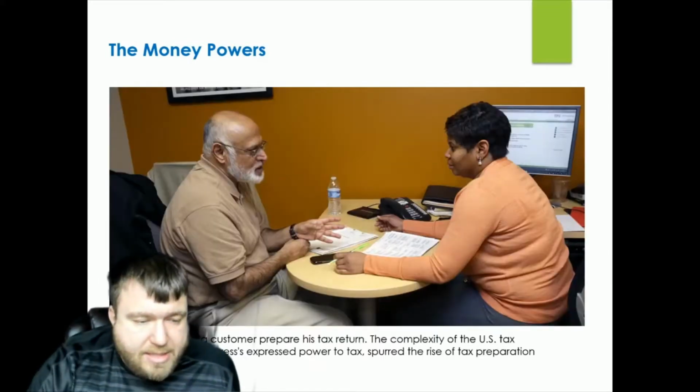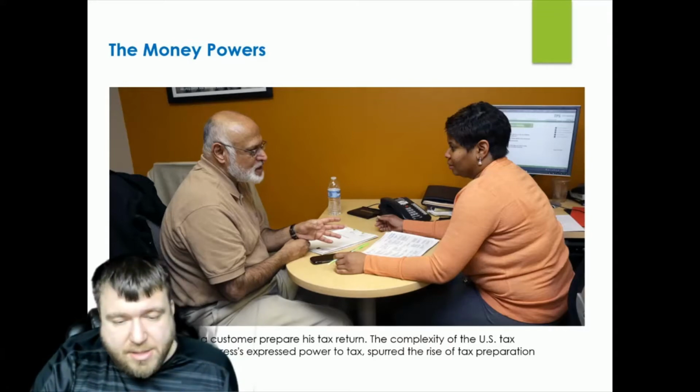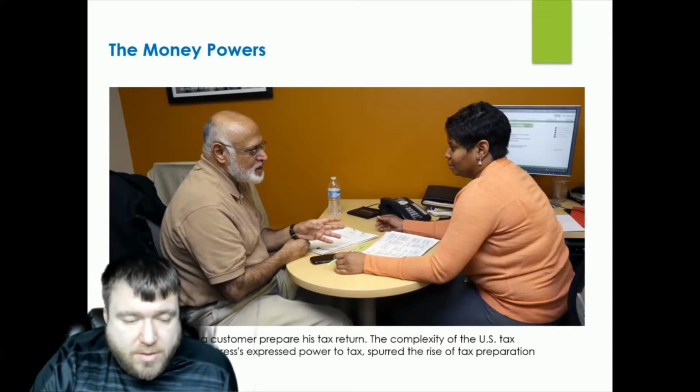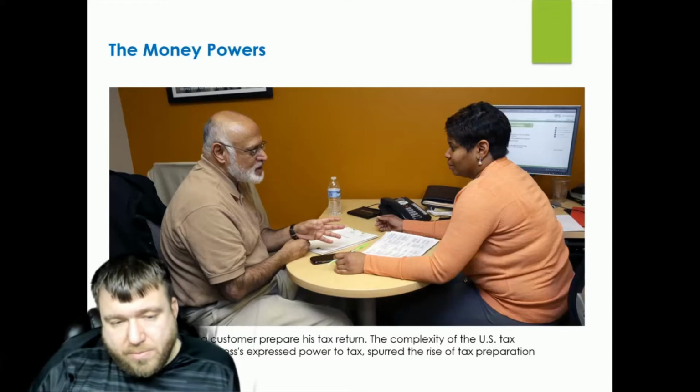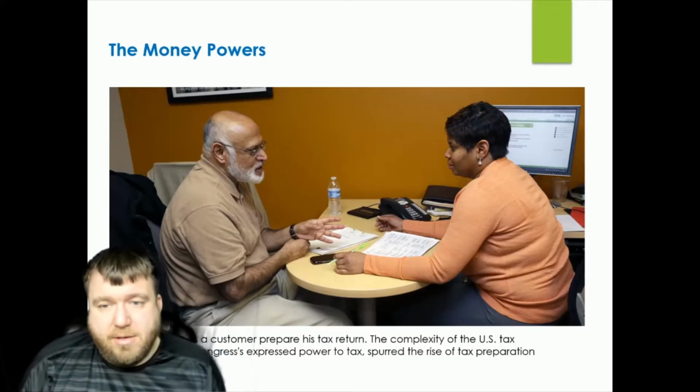Alright, so a tax expert helps a customer prepare his tax return. The complexity of the U.S. tax code, a result of Congress's express power to tax, spurred the rise of tax preparation services. So, businesses like H&R Block and things like that are all set up to help people understand and comply with the tax code of the government. And this is passed down by the Congress.